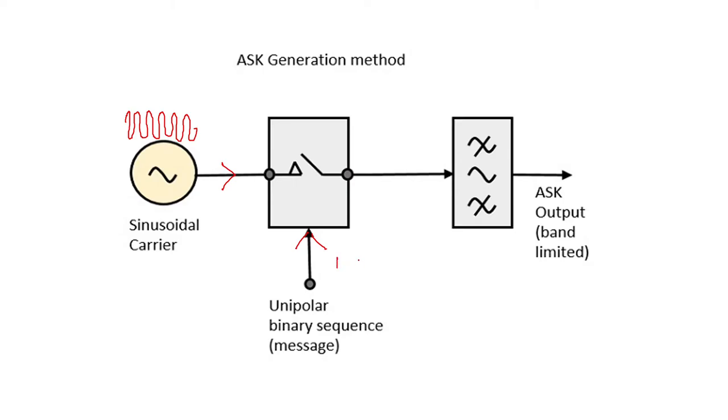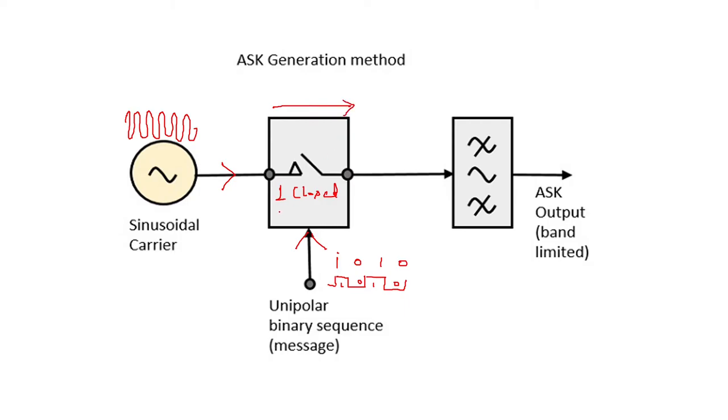So if it is 1010, then it will be like this, 1010. Now this will be your message, and this will be your carrier wave. Here you have shown a switch. Whenever the input is logic 1, the switch will be closed, and the carrier part for that time period will pass.